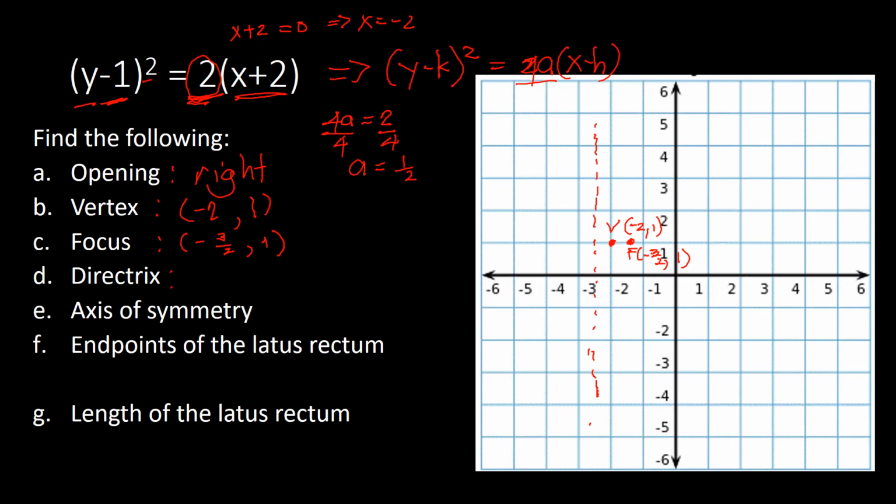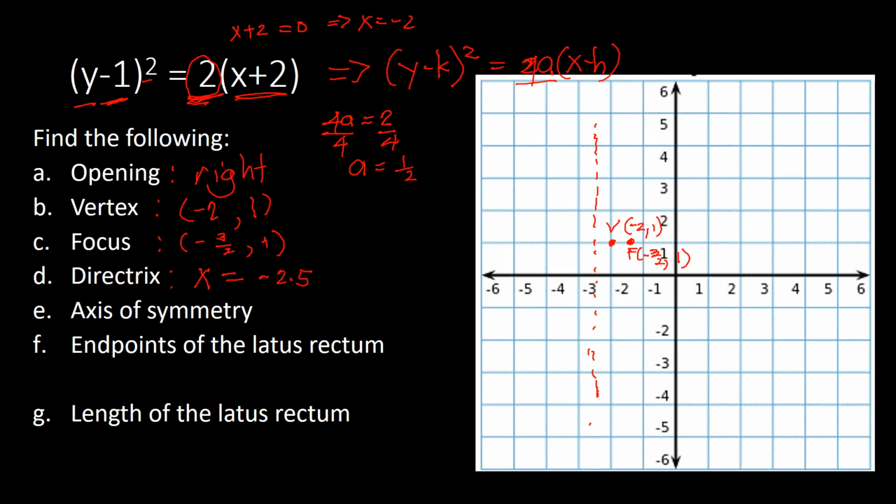Writing the equation of the line, since this line here cuts through our x-axis, it should be x equal to negative 2.5. You can have that as negative 2.5, or you can have it as negative 2 and 1/2.